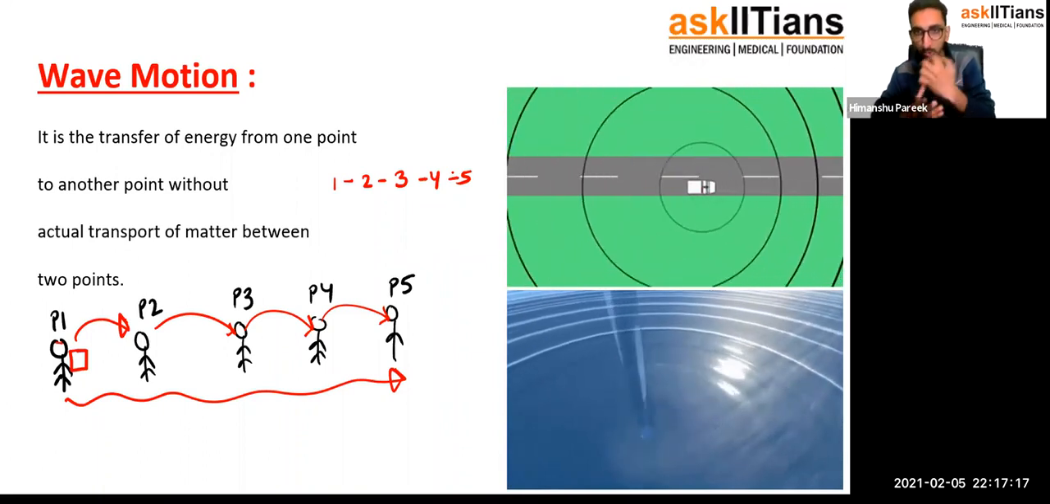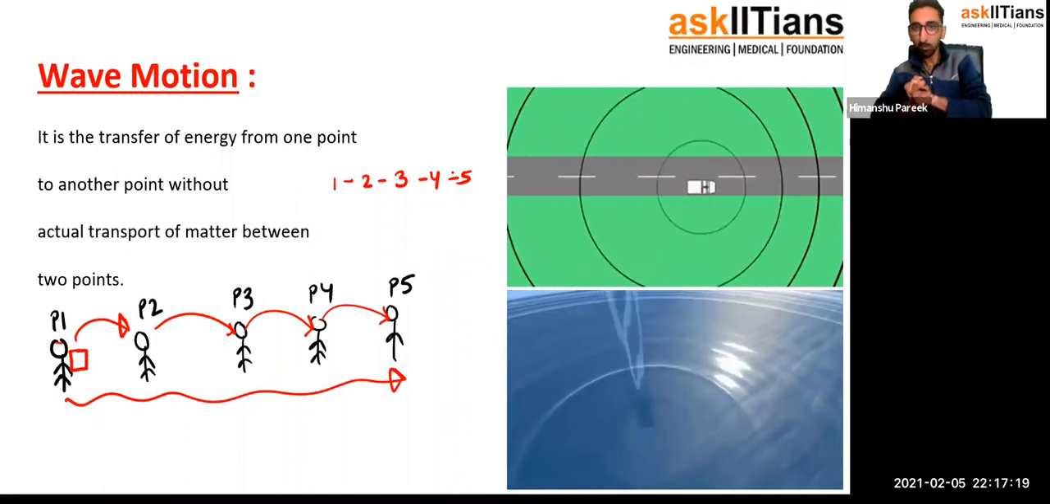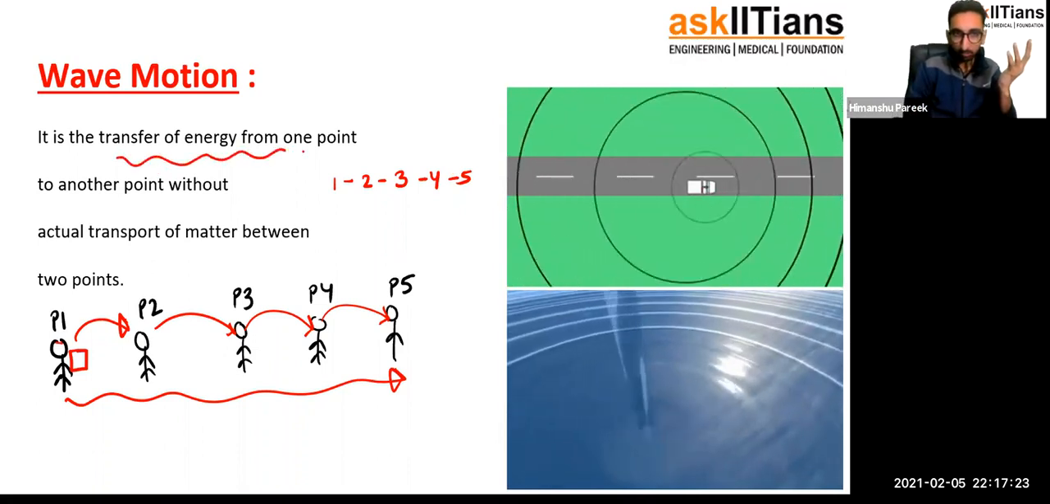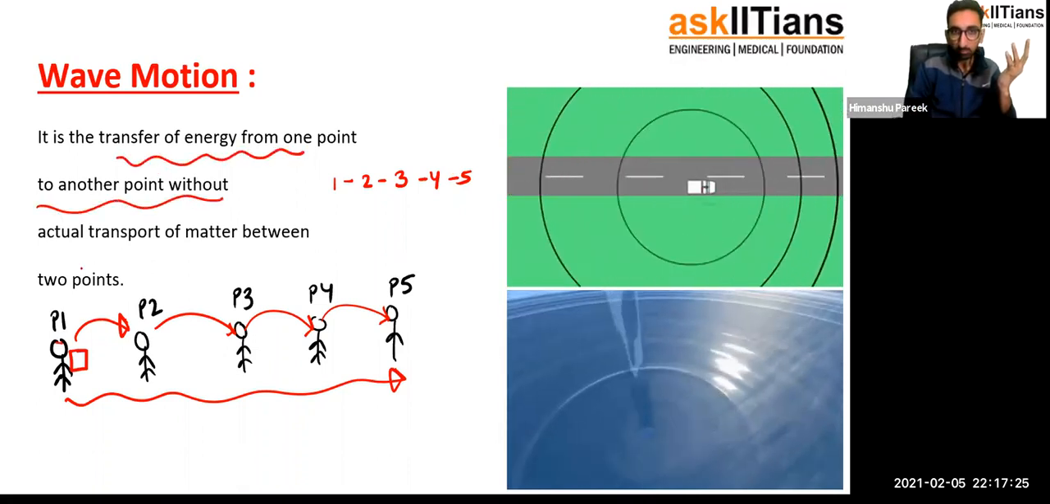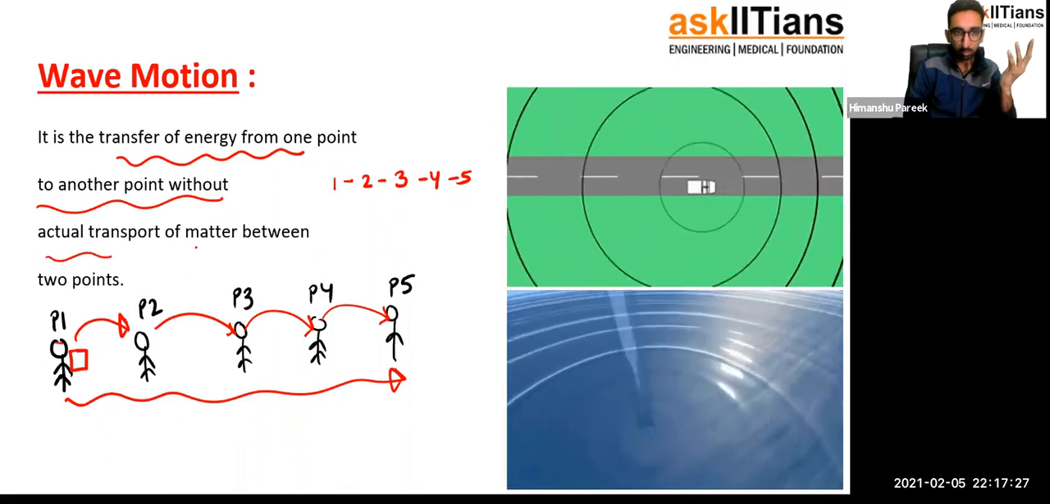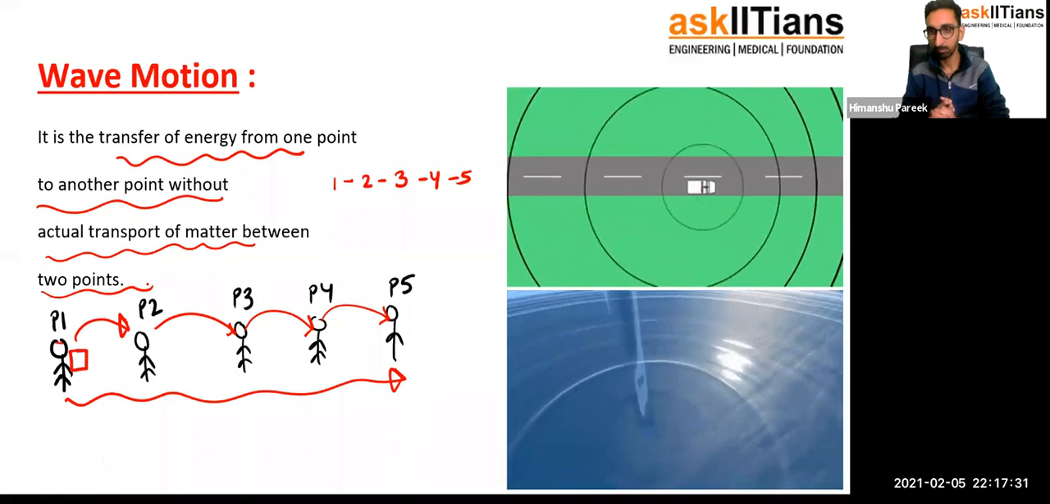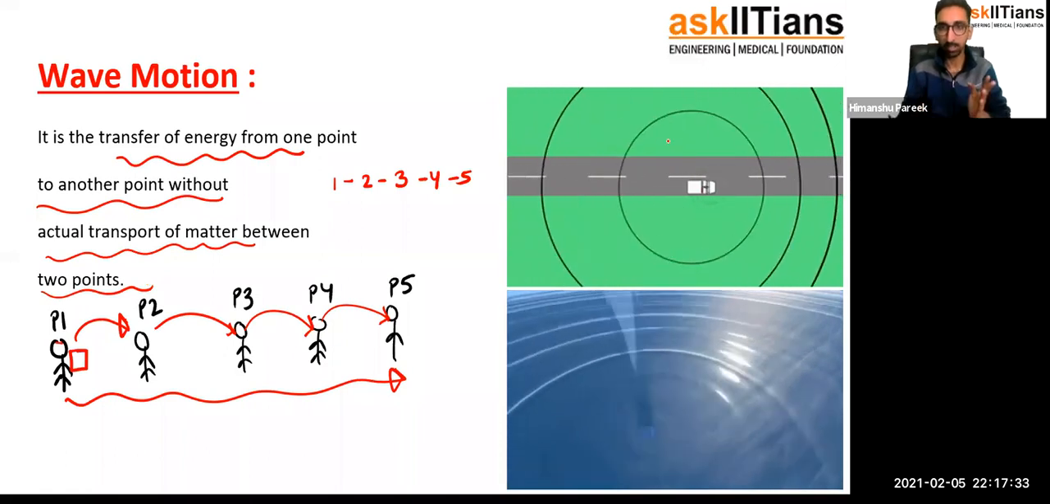So what is wave motion? Wave motion is basically the transfer of energy from one point to another point without actual transport of matter between two points. It's too technical. Let us just apply this here in this diagram.